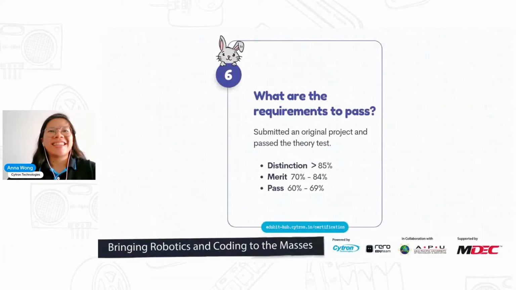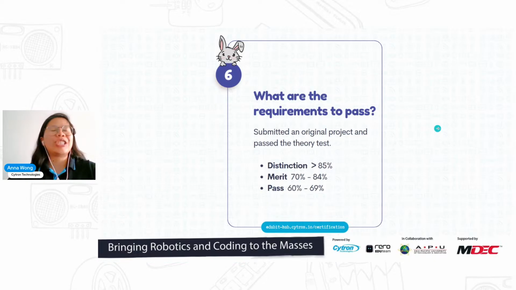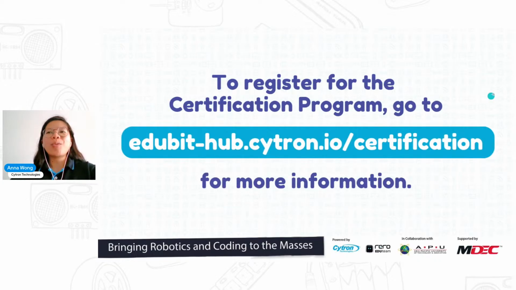Okay. All right. So yeah, this is the requirement to pass. You can refer to this. It's also available in the FAQ in each of the resource hubs. Like I mentioned just now, there's Edubit, Zoombit, and also the Edupico. They have similar requirements to pass. Okay. And where to sign up? This is the link, or I can share the link with you after this.